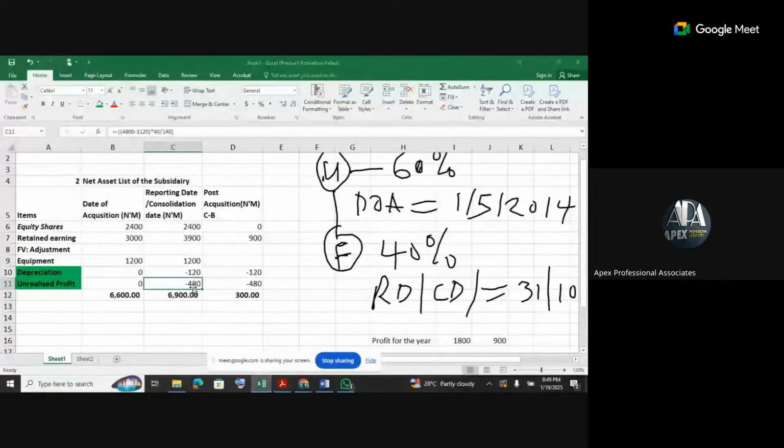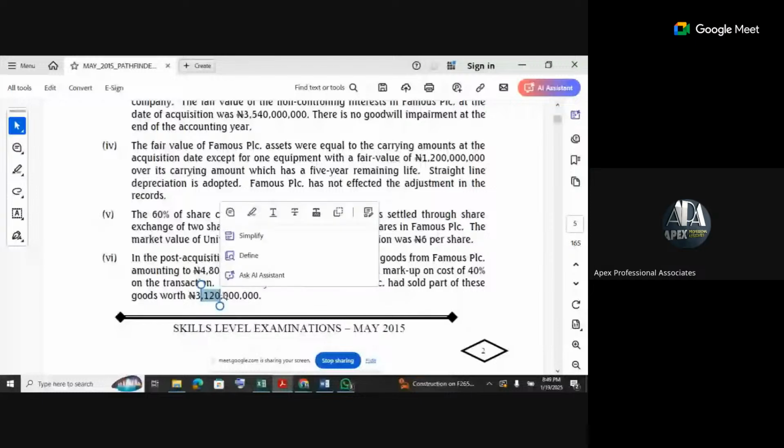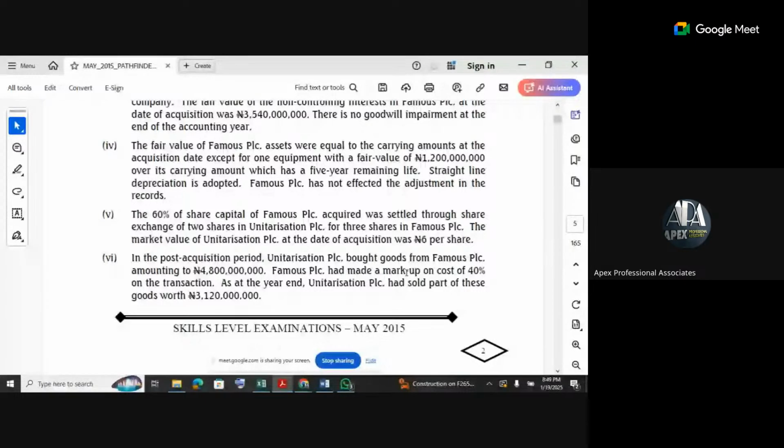So markup is markup on what? On the remaining goods. Look at these goods here. Don't get confused. They sold total goods of 4,800 to Famous, sold to you. But as at this time, what is left is not given to us. We are supposed to calculate the unrealized profit on what is left. If I sold 4.8 billion worth of goods to you, and you already have sold 3.1, what is left of the goods is what you are supposed to calculate your unrealized profit on. And they say there's a markup on the cost of 40.